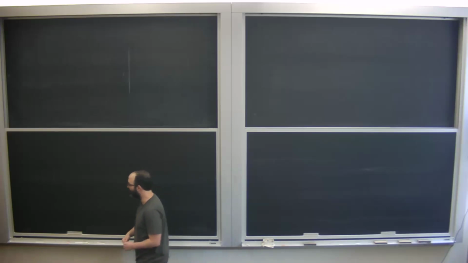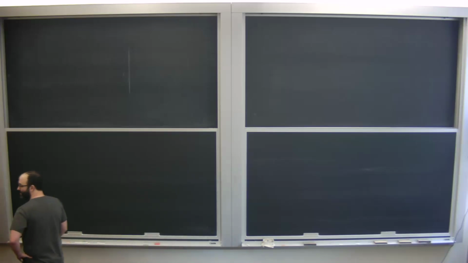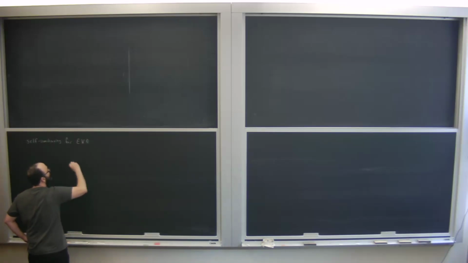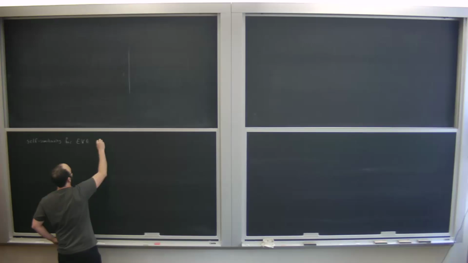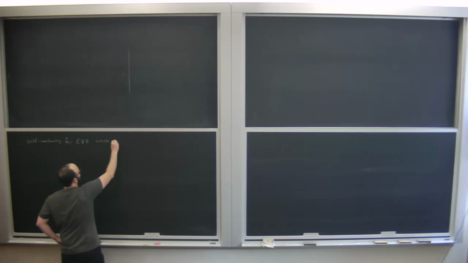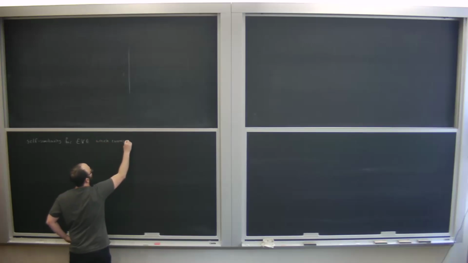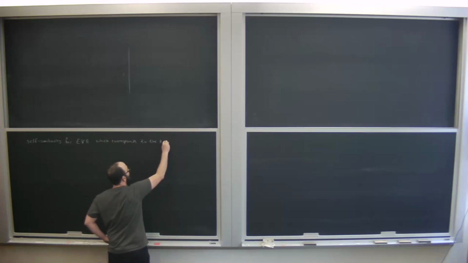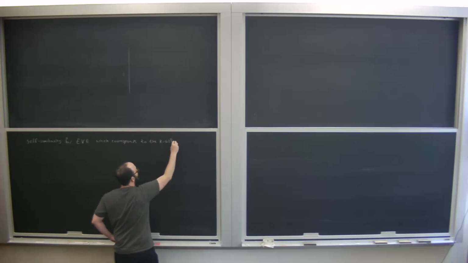Now I want to talk about a type of self-similarity that corresponds to, so now we want to do self-similarity. Again, we're interested in the Einstein vacuum equations, and we want one which corresponds to the K self-similar solutions. K self-similar.